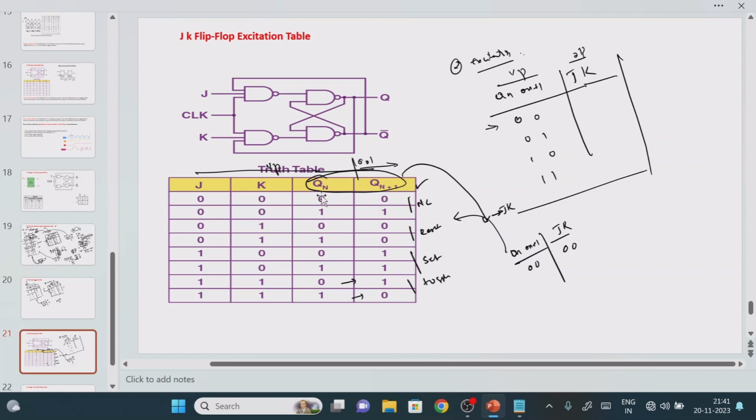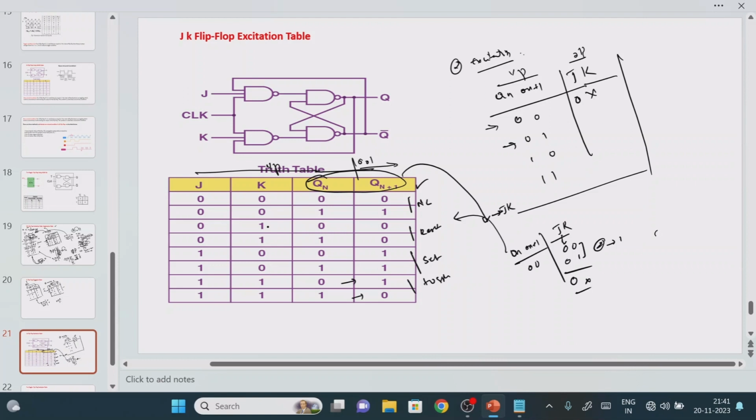Next, is there any other 0 0? Check again. Yes, again here we have 0 0. What is the JK value? 0 1. How many sets did we get? 2, but we can convert them into a single set. The meaning of 0 0 is 0, same value. 0 1 means don't care. So what is the answer? J is 0, K is don't care.